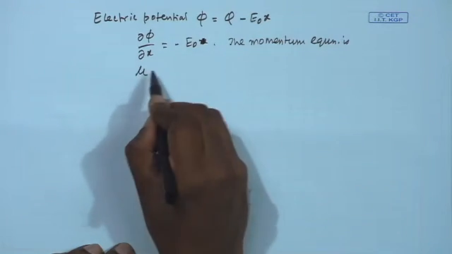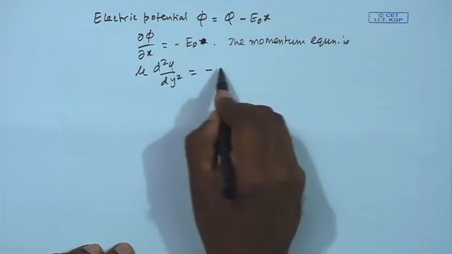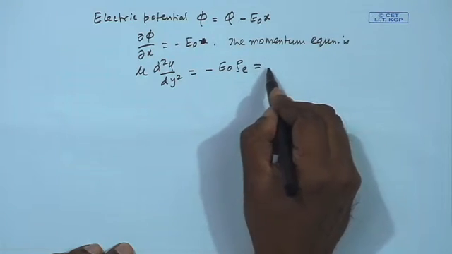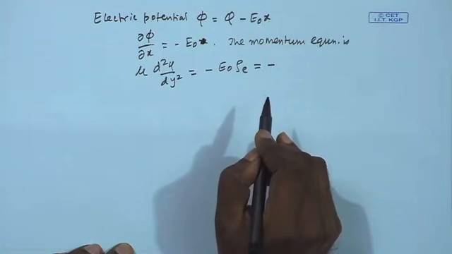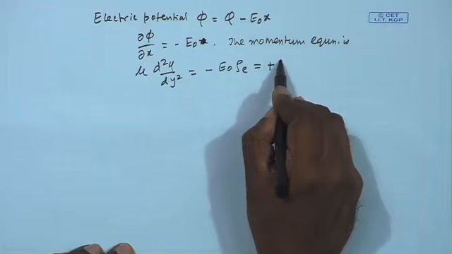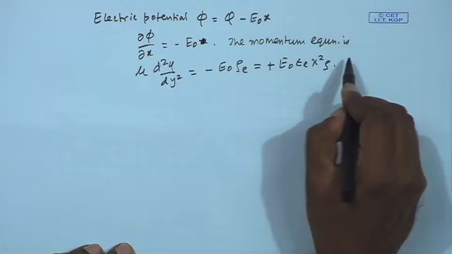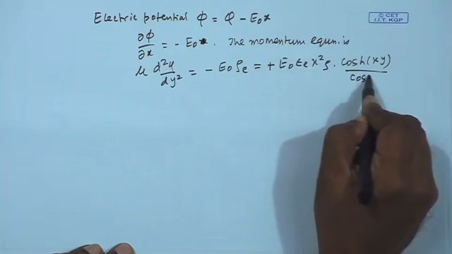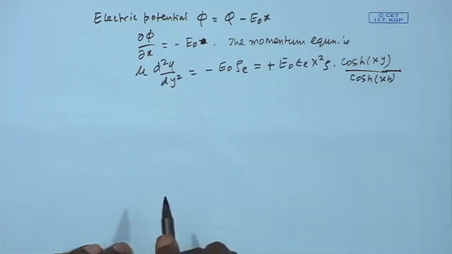So the momentum equation becomes mu d2u dy2 equal to minus E0 rho e, equal to minus E0 epsilon. Already we have obtained the sign, so minus plus. So E0 epsilon e kappa square zeta into cos hyperbolic kappa y by cos hyperbolic kappa h. So this is the momentum equation. Now it is reduced.